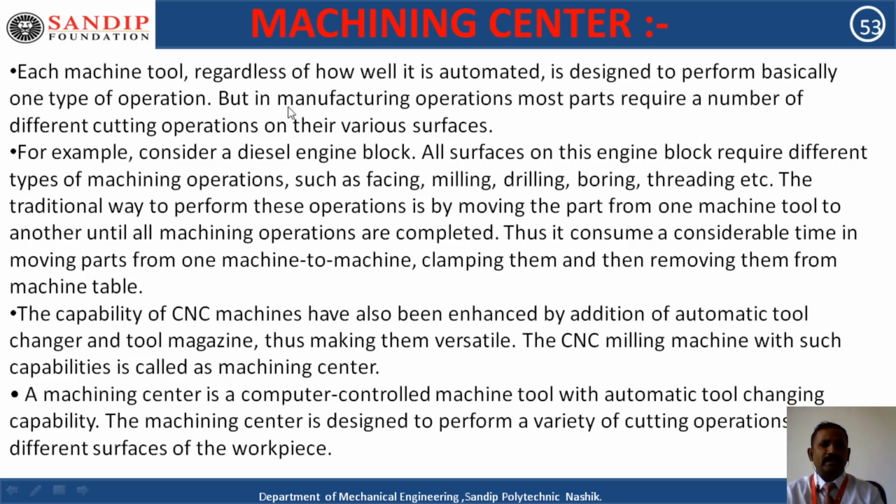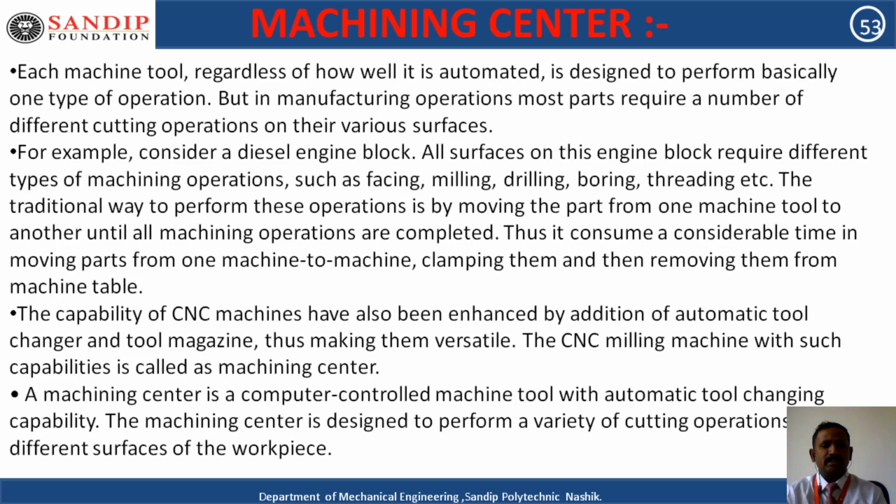Each machine tool, regardless of how well it is automated, is designed to perform basically one type of operation. But in manufacturing, most parts require a number of different cutting operations on their various surfaces. For example, consider a diesel engine block. All surfaces of the engine block require different machining operations such as facing, milling, drilling, boring. The alternative is moving the part from one machine to another machine, clamping and removing it, which takes considerable time, so the machining center is required.